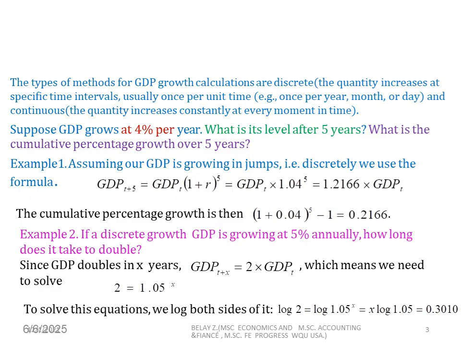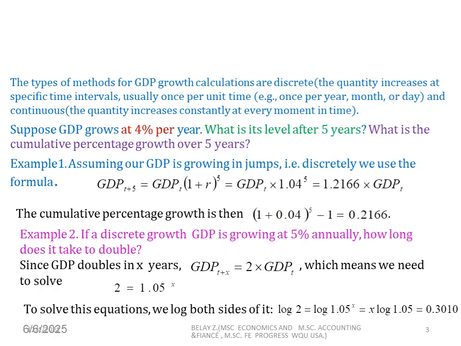The cumulative percentage growth rate is then (1 plus the growth rate, 0.04) to the power of 5, minus 1. To get the cumulative percentage growth, it is 21.66% or 0.2166. This is the cumulative percentage growth using a discrete.